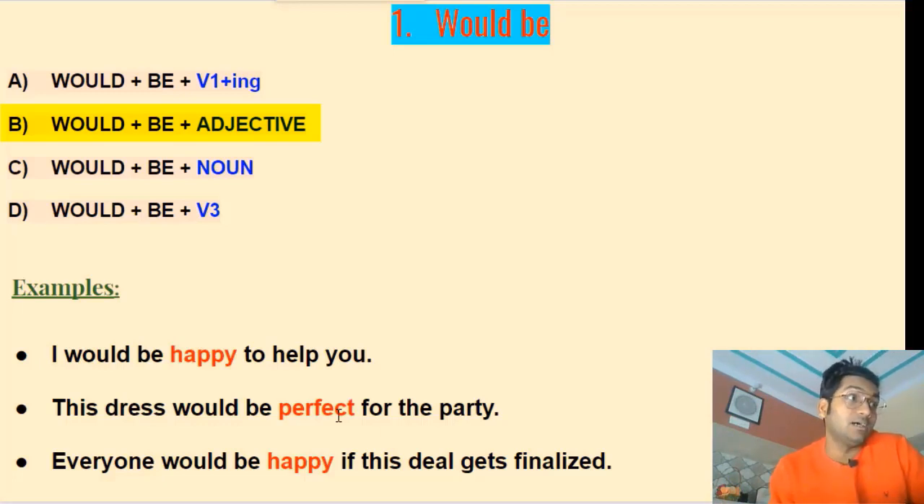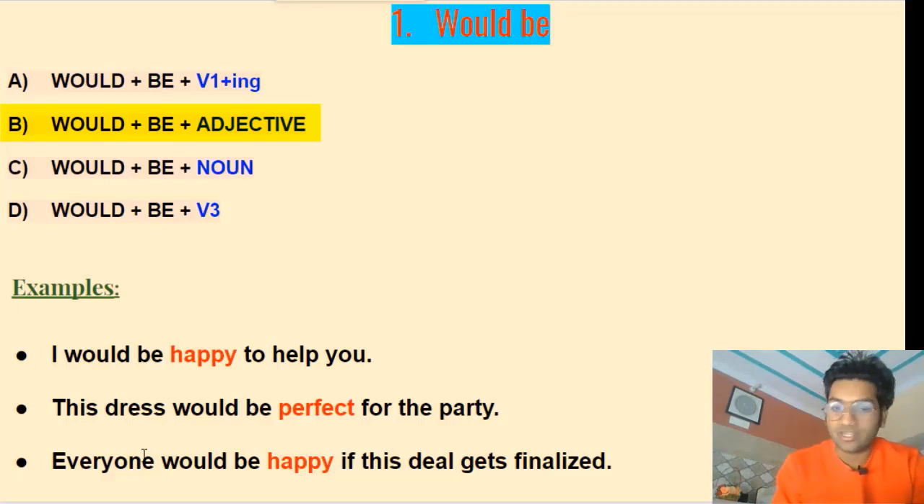Hey, I'd choose this dress. All right, this dress would be perfect for the party. Again, if you are completely sure, you will say this dress will be perfect for the party. So yes, it shows a little bit of uncertainty as well. So try to understand the exact context.